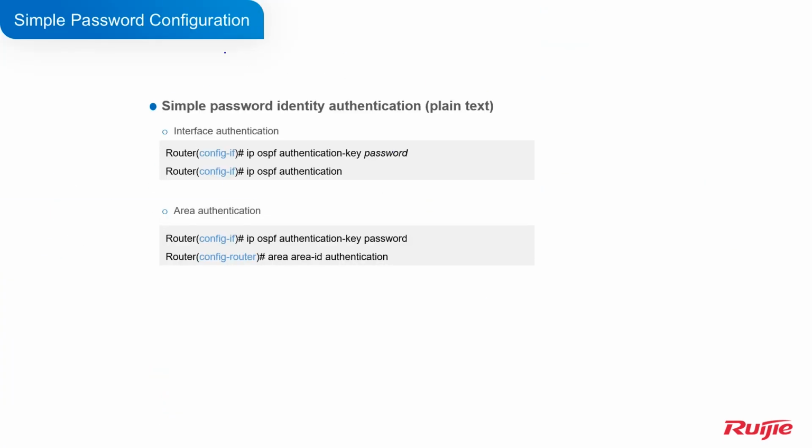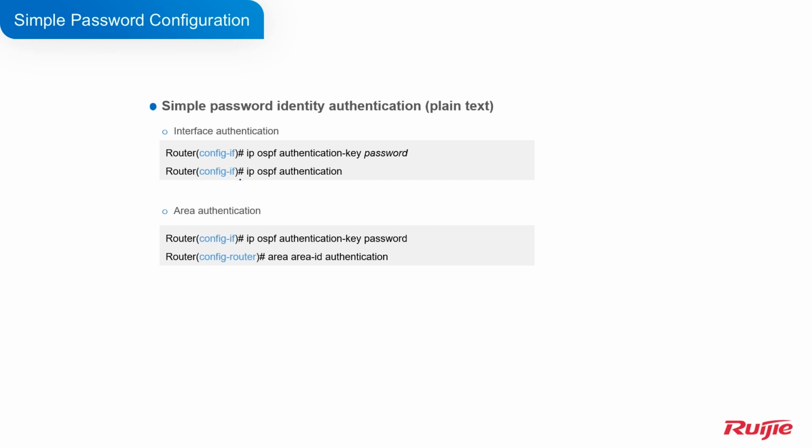Okay, first is the simple password configuration. The simple password configuration means the password is visible. For simple password identity authentication, we use two methods: interface authentication and area authentication. And for the first, we have to enable the authentication.